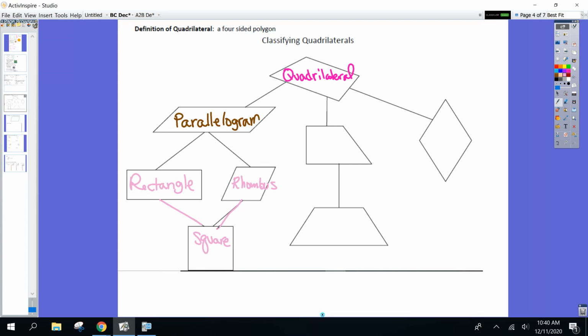Now, why are the parallelograms grouped separate from the other 2? Great question. Here's why. Everyone in the parallelogram family is the only one that has both pairs of opposite sides parallel. Nobody else in the quadrilateral family has both pairs except the parallelograms. That's it.